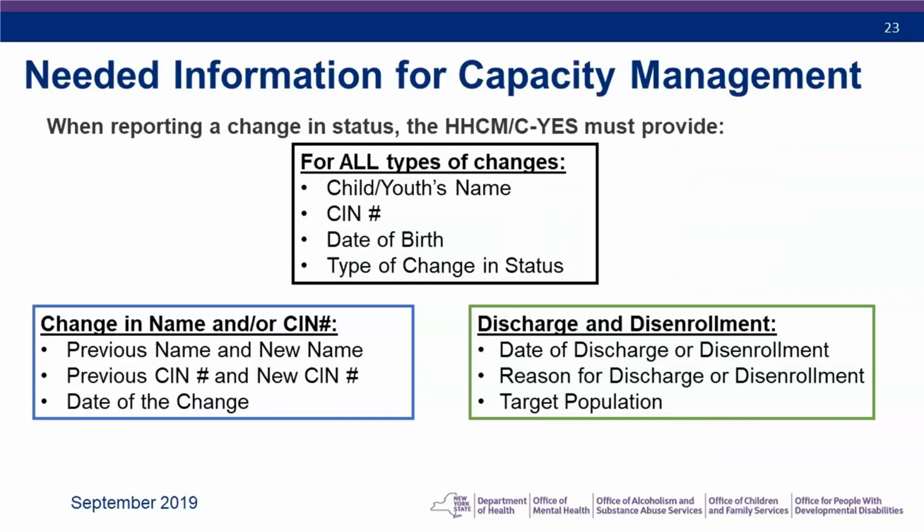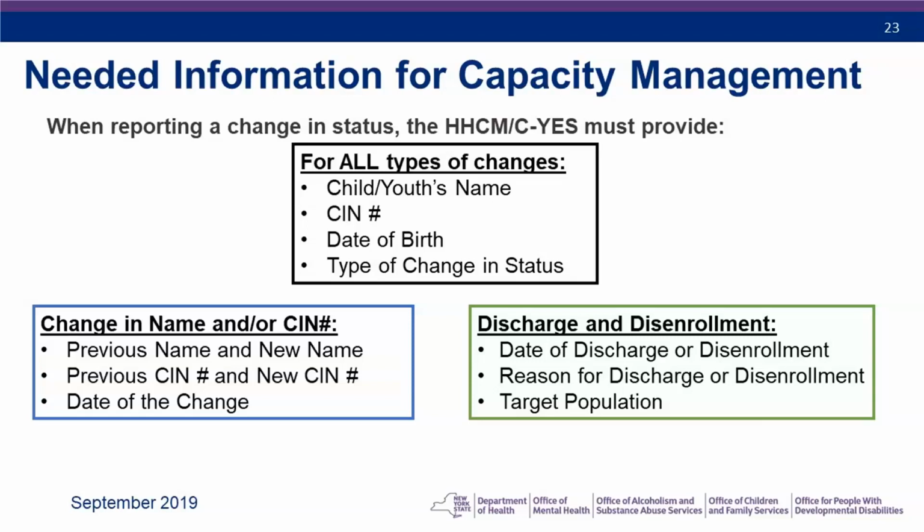So this is, again, another little visual. What does capacity management need to hear from you when there is a change of status? You're going to go through secure file transfer, please, please, please, because this is obviously PHI. We have a capacity mailbox that was on a previous slide and is on another slide. For all children, we need their name. I know that's a hardship, but we do need their name and their SIN number. Their date of birth would be helpful, and you want to tell us what kind of change is happening.